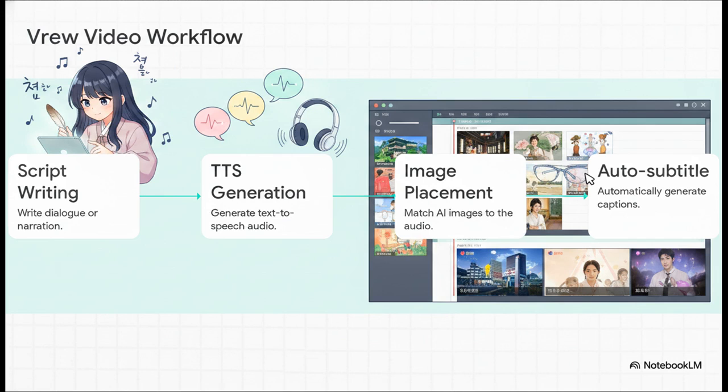It's fully optimized for the Korean language, and the workflow is beautifully clean and linear. First, you just write a simple script of your dialogue or narration. Second, you use their AI to generate the text-to-speech audio, and you can pick from some incredibly natural-sounding Korean voices. Third, you just drag and drop the AI images you generated earlier right onto the timeline so they match the audio. And fourth, you use their magic auto subtitle feature.